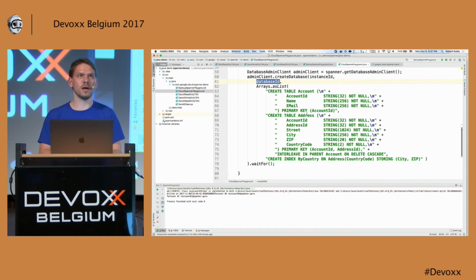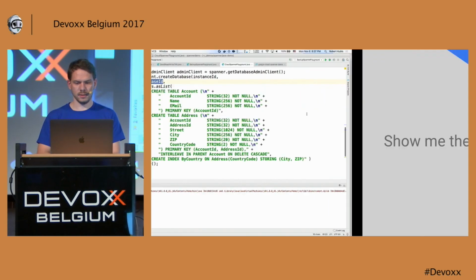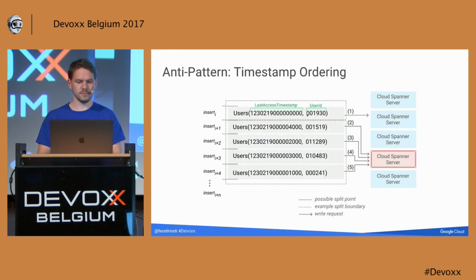So I want to point out a couple of things, like bad practices basically, to you. So first of all, you don't want to use any monotonically increasing or decreasing IDs in your tables. So if you come from a world of MySQL and you're a heavy user of auto increment, bad for Spanner. The reason for this is, I can show this really quick, is this.